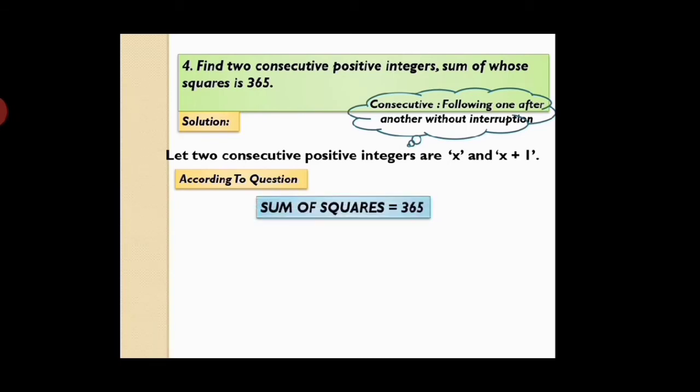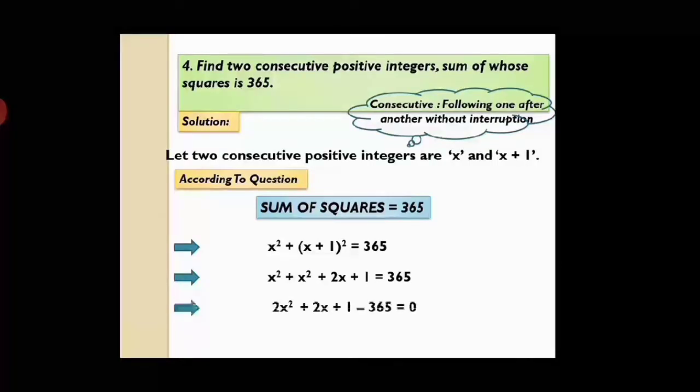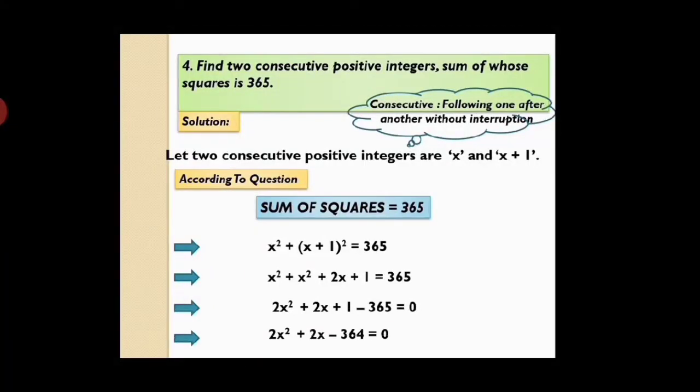and according to the question, the sum of squares is 365. It is given that. So x square plus x plus 1 whole square equals 365. Now simplifying this x plus 1 whole square, we will apply the identity a square plus 2ab plus b square, and we will get x square plus 2x plus 1 equals 365. Then obviously this x square adds with this x square, and we shift this 365 from the right hand side to the left hand side, and we will get 2x square plus 2x plus 1 minus 365 equals 0. After simplification we will get 2x square plus 2x minus 364 equals 0.